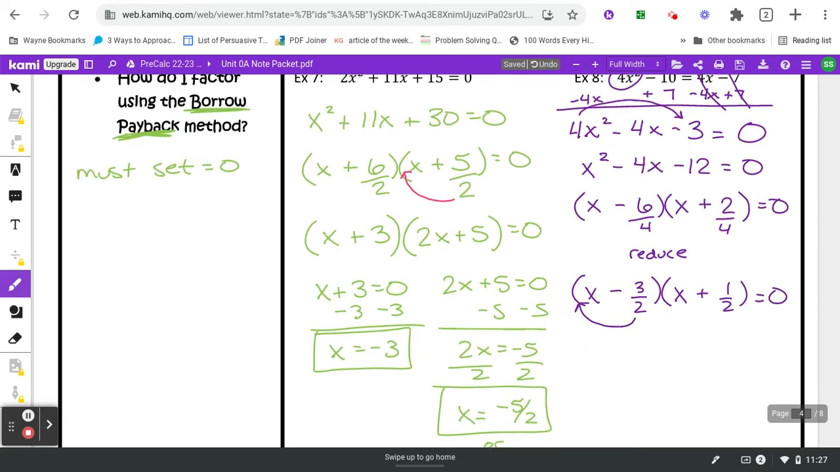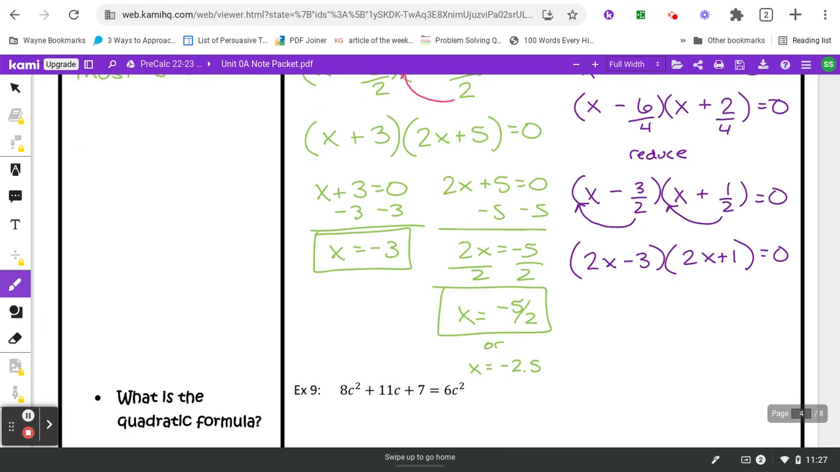Then you can move the numbers in front. 2x minus 3, 2x plus 1. And we've successfully factored it. From there, you can solve to set each equal to 0. And so the end is very similar to the other problems we've done.